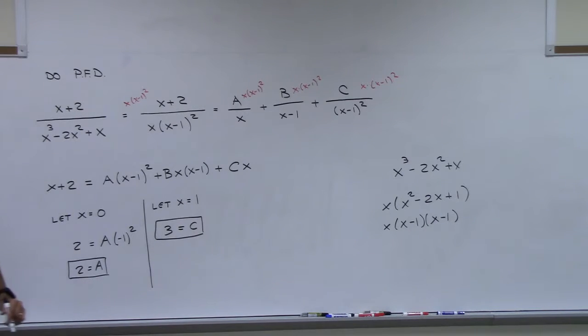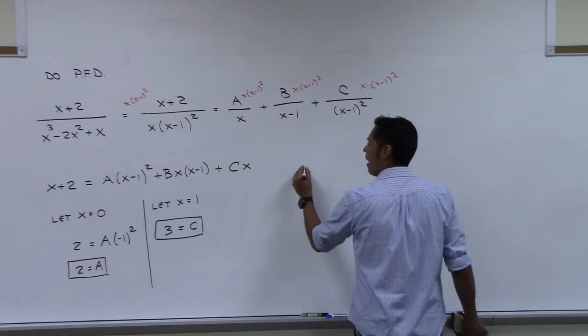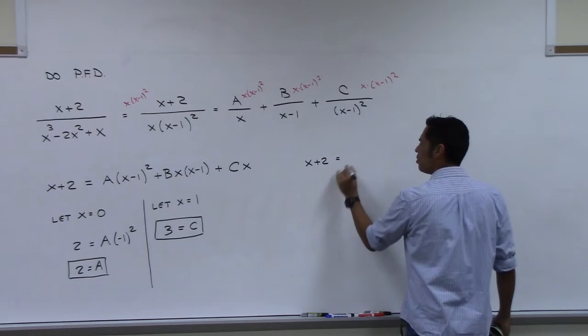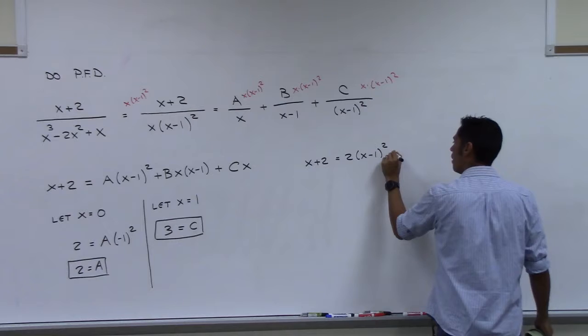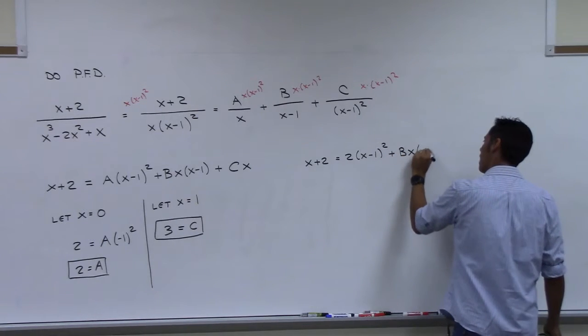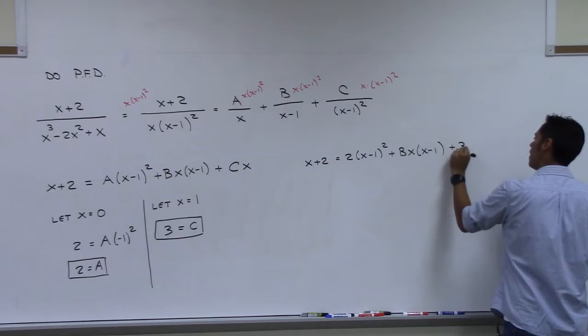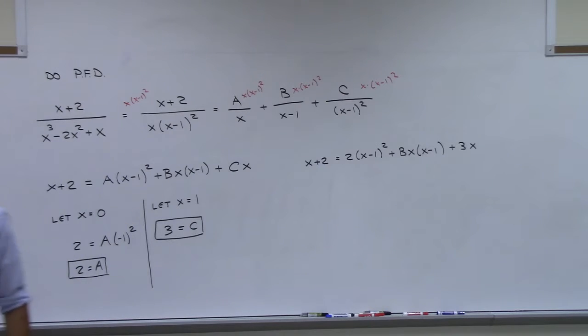Let's just try that. Let's just write that down and see what happens. So if I leave x plus 2, I'm going to replace A with 2. So 2 times x minus 1 squared, and then plus B, I don't know, x times x minus 1. And then C we found to be 3, right? So this should just be 3x. Do y'all agree with that? So why don't you try and get B right now by playing God again.